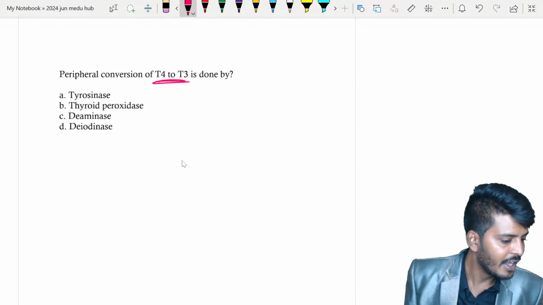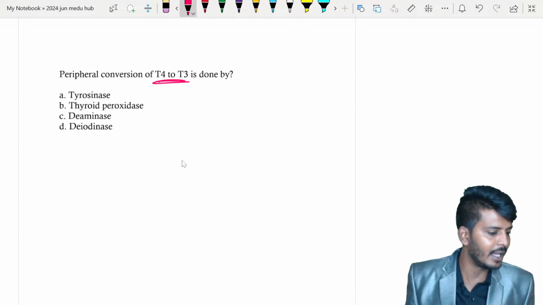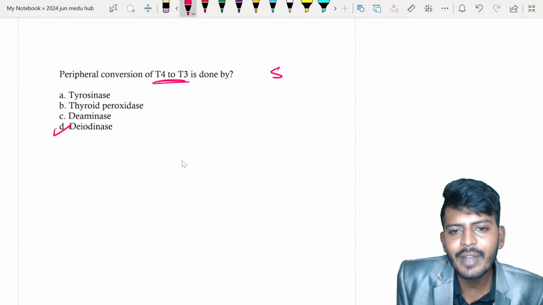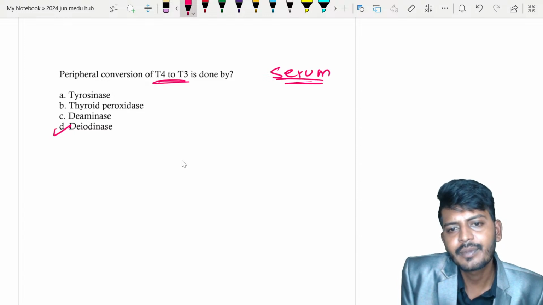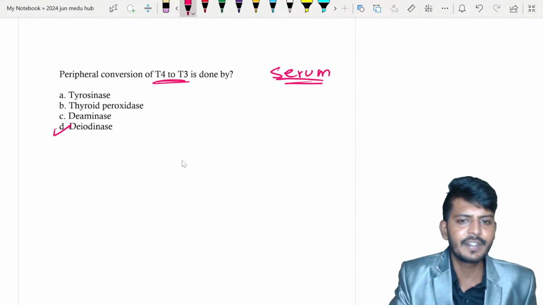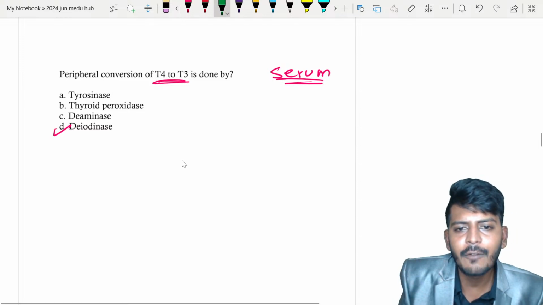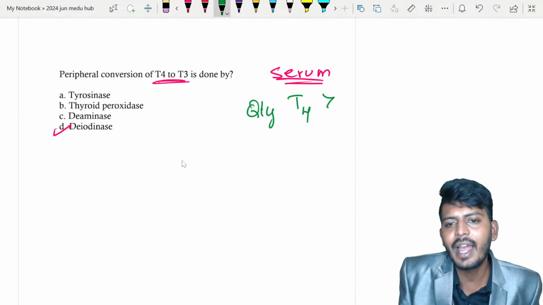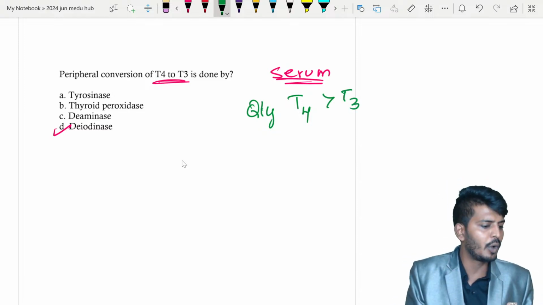Peripheral conversion of T4 to T3. The answer is, many people said B, that is the wrong answer. Okay, the answer is deiodinase. First understand one thing: when we are talking of serum in the blood vessel, the quantity of T4 is more than T3.